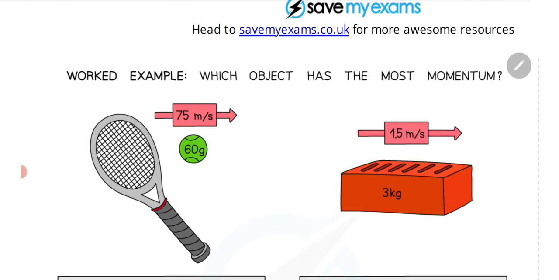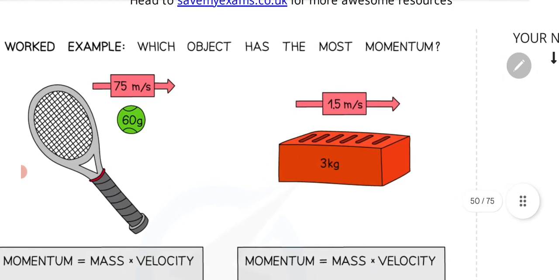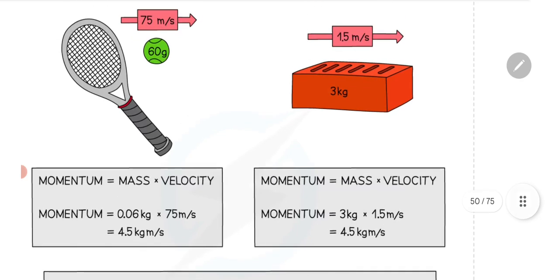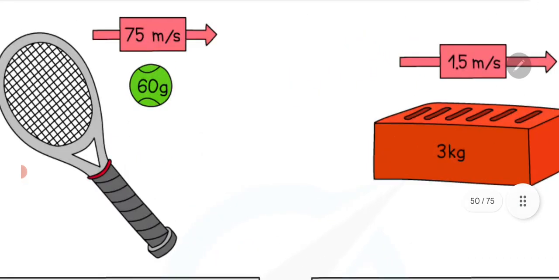So that's why the change in momentum, which is also called the impulse, depends on the force. And how can you find the change in momentum? For example, a ball is moving with an initial speed of 75 meters per second, but when you hit the ball with some force, its speed may change. So you can find the momentum by multiplying mass with velocity.